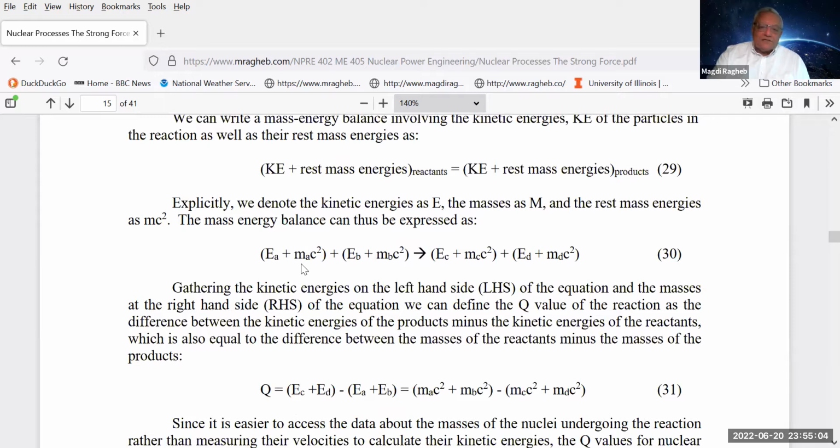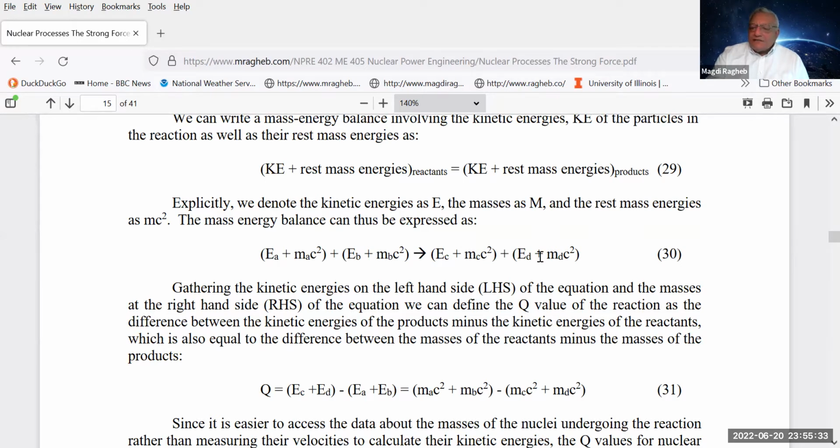The rest mass energy is Einstein's equation for the reactants, M sub A c squared plus its kinetic energy. Let's say it's E sub A. The kinetic energy of B is E sub B, of C, E sub C, and D, E sub D. So we're saying here that the rest mass energies plus the kinetic energy of the reactants should be equal to the rest mass energies plus the kinetic energy of the products.